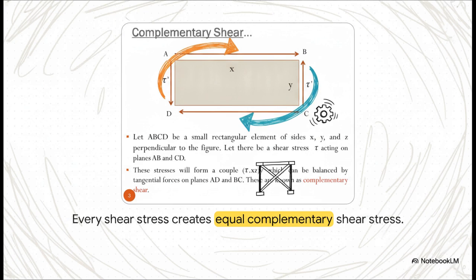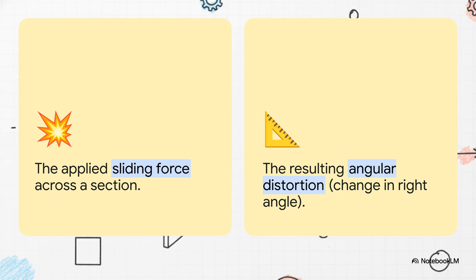We call this tau prime, or the complementary shear stress. It's a fundamental rule. Every single time you have shear stress in one direction, you are guaranteed an equal complementary shear stress at exactly 90 degrees just to keep the whole thing from spinning out of control. Now here's an absolutely crucial point. We have to distinguish between the invisible force applying the pressure and the physical distortion that actually results from it. Stress is the cause, that's your sliding force. Strain is the effect. When you apply that stress, the previously perfect right angles of our square block physically warp into a parallelogram.